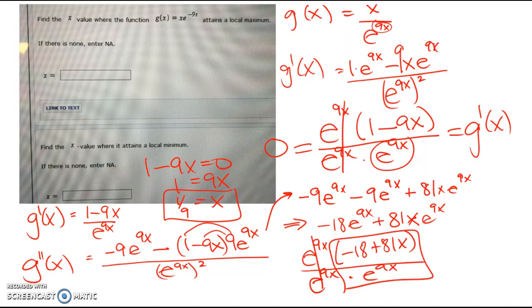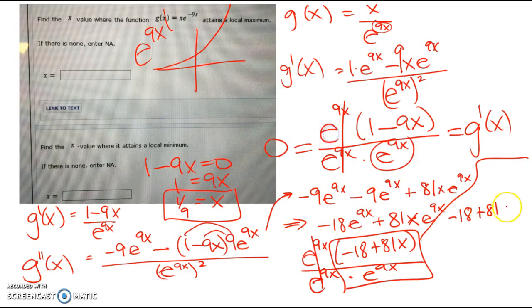The thing to keep in mind again is that e to the 9x is always positive. This exponential function, it's a growth. It's going to go like this. It's always positive. So the only thing we have to look at in terms of sign is the numerator. So if I look at this numerator, negative 18 plus 81 times x, and I plug in the point of 1/9, negative 18 plus 81 times 1/9, 81 over 9 is 9. Negative 18 plus 9 is a negative number.